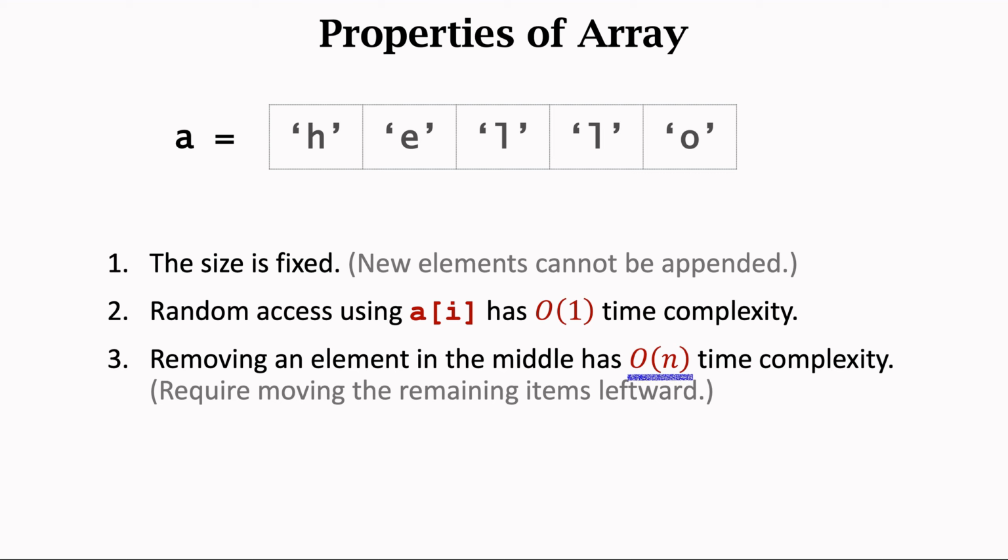Third, removing an element in the middle has O(n) time complexity. N is the size of the array. Removing an element is slow, because the rest must be moved forward one by one. Vector has the same shortcoming. In contrast, linked list allows removing an element using constant time, which is faster.